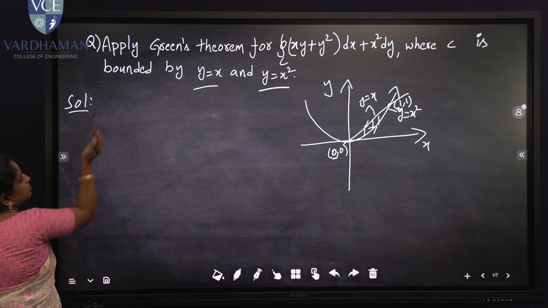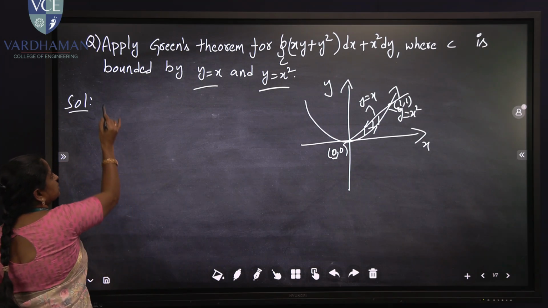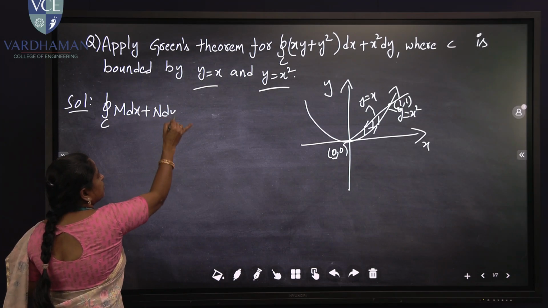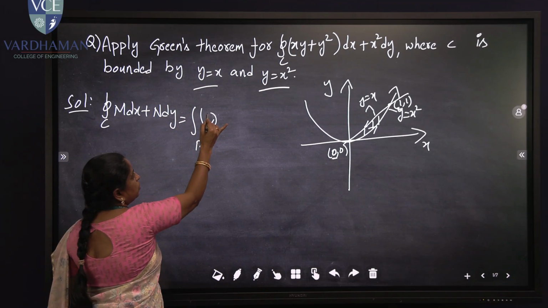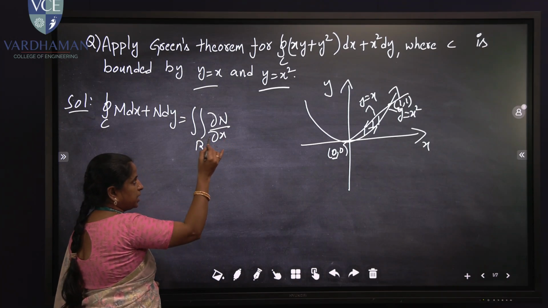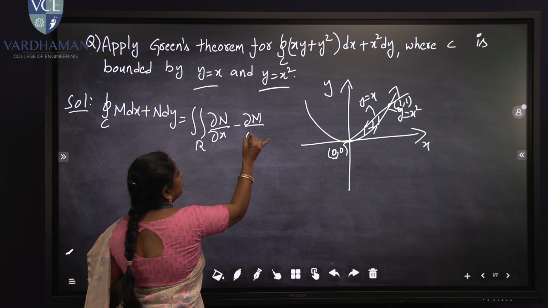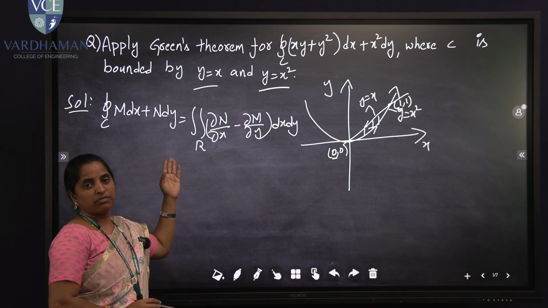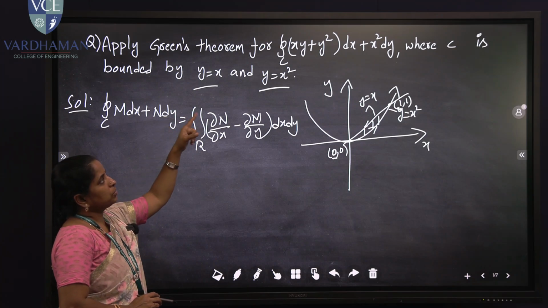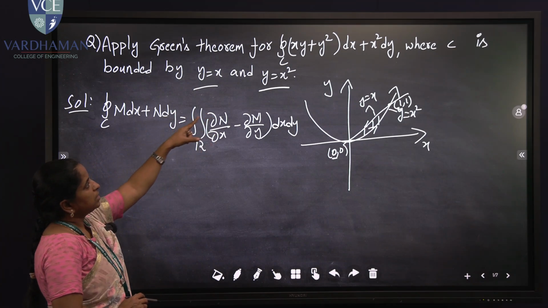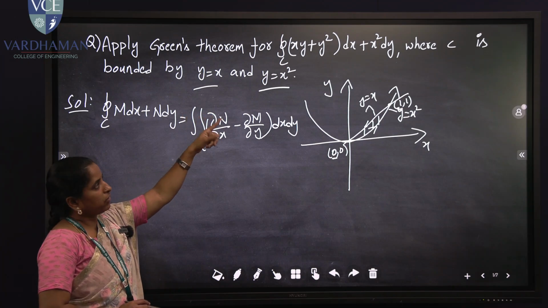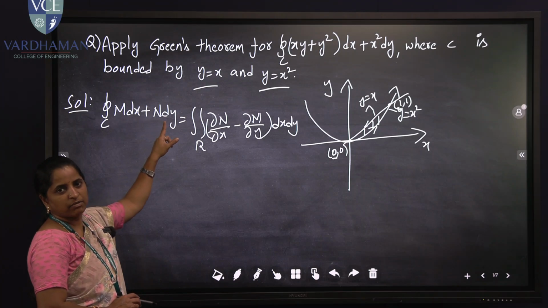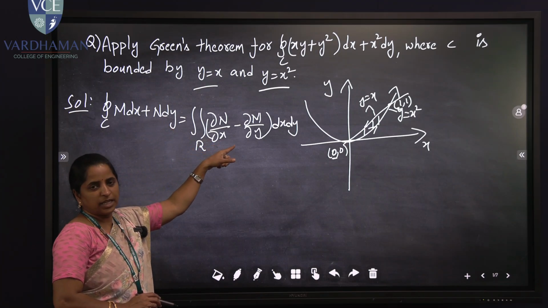Now from Green's theorem, the definition of Green's theorem is: closed integral over C of M dx plus N dy equals the double integral over R of (∂N/∂x minus ∂M/∂y) dx dy. This is the formula for Green's theorem in plane. In the question, they have given a single integration, the integral of xy dx plus x square dy, so M dx plus N dy is given. We will solve it by using the double integration.